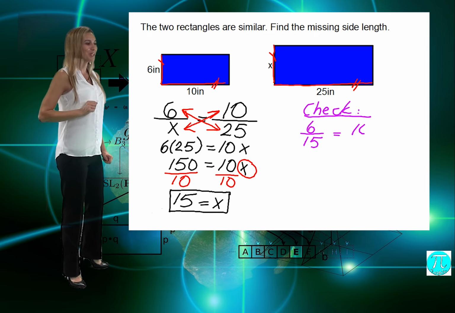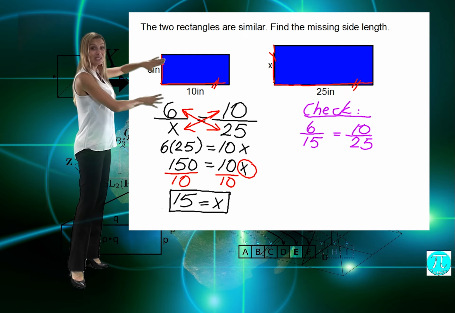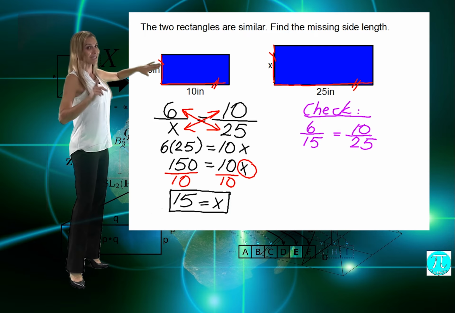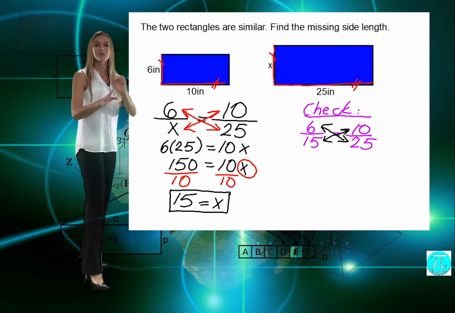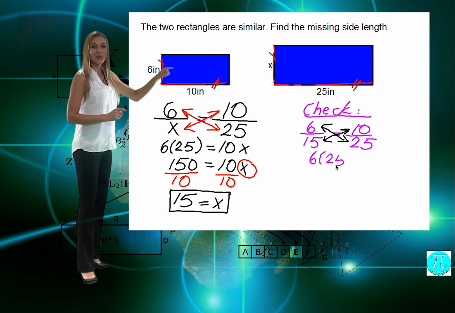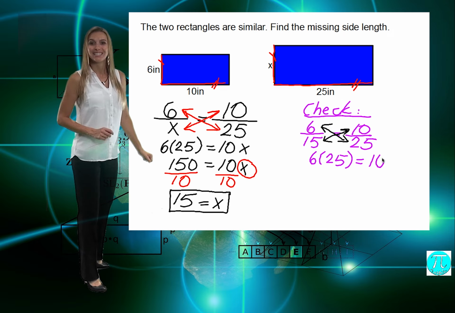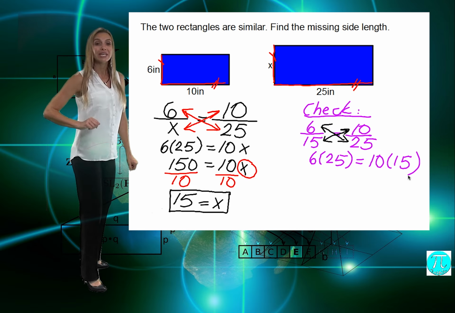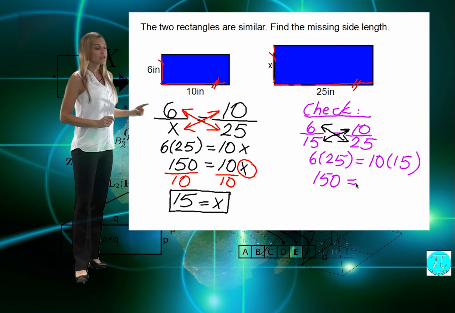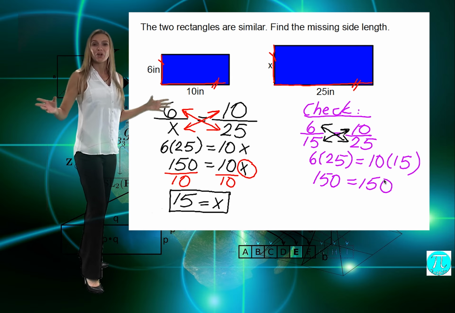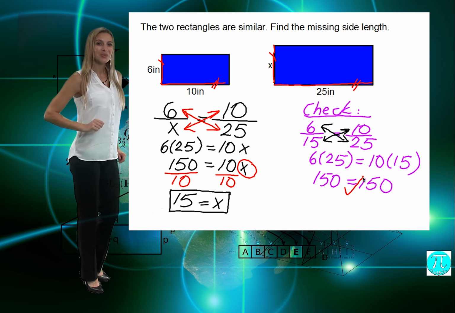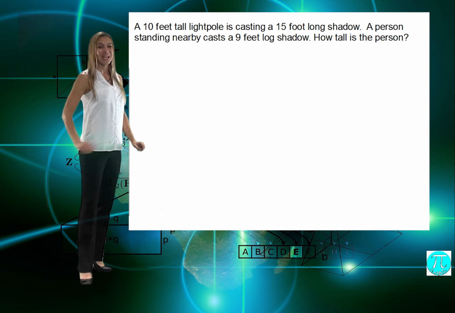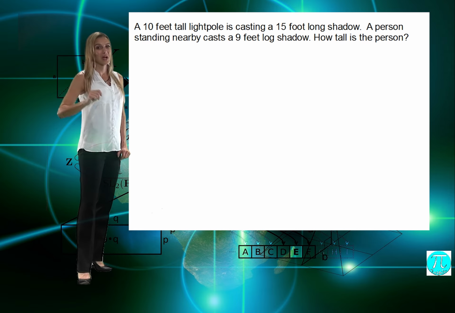So let's set up a proportion. We have 6 to the x, and now we know x is 15, and that should equal 10 to 25. Let's cross multiply. 6 times 25 should equal 15 times 10. And 6 times 25 is 150, which does equal 150. So our answer checks and we are correct. Let's see if we have one more problem in here to solve. And we sure do. It's a word problem.